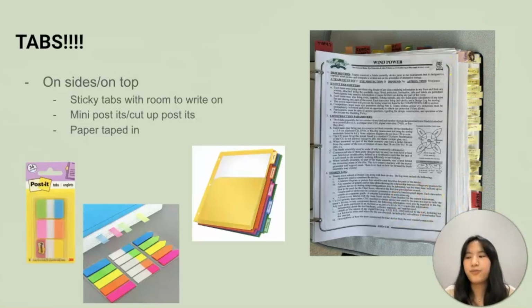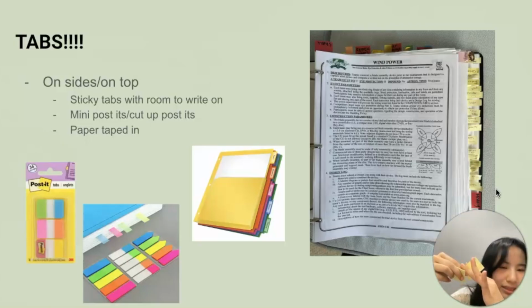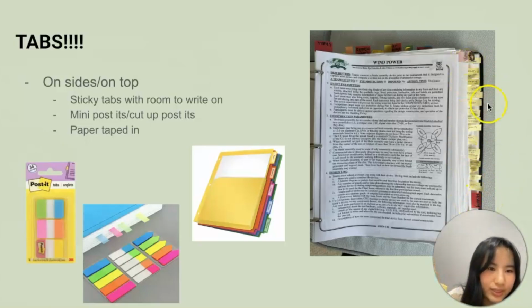For tabs, there are a few different things you can do. First of all, you can use mini sticky notes. For example, here are some mini sticky notes and you can put them on the sides. You can also cut up the mini sticky notes to make thinner tabs. That's actually what I have over here. It's these mini sticky notes cut into fourths. So the sticky part goes onto the page and then I write the description on the side.